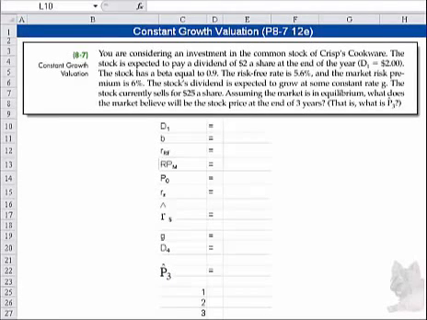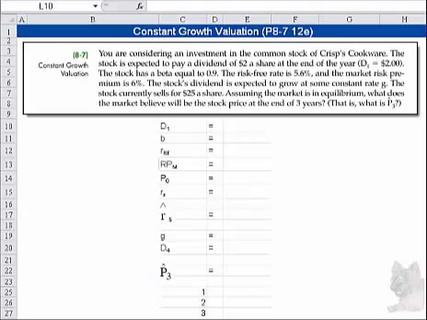Let's take a look at this constant growth valuation problem. You are considering an investment in the common stock of Crisp's Cookware. The stock is expected to pay a dividend of $2 a share at the end of the year. The stock has a beta equal to 0.9. The risk-free rate is 5.6% and the market risk premium is 6%.